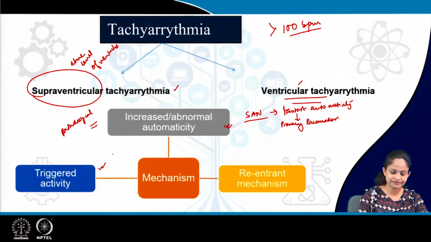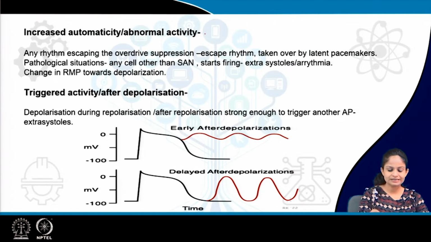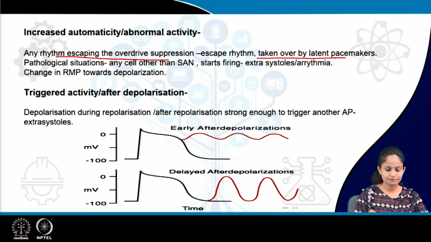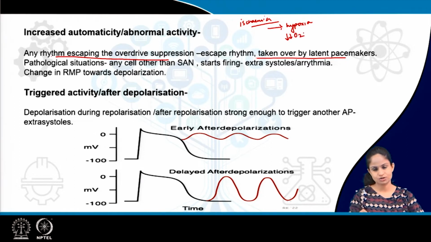Then we have triggered activity, then the reentrant mechanism. We will come to them one by one. In increased automaticity, as I told you, any rhythm escaping the overdrive suppression of the SA node, that escape rhythm is taken over by the latent pacemakers. Pathological conditions usually occur because of ischemia. The very important principle for ischemia generating automaticity is that ischemia will cause hypoxia. That means there is a decrease in the concentration of oxygen, and the cells will be in a hypoxic condition.